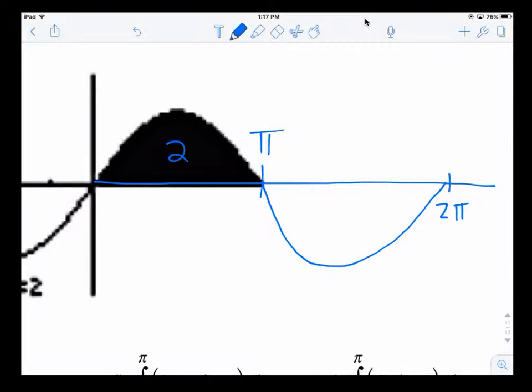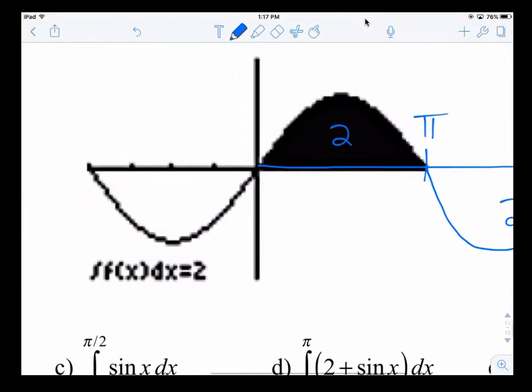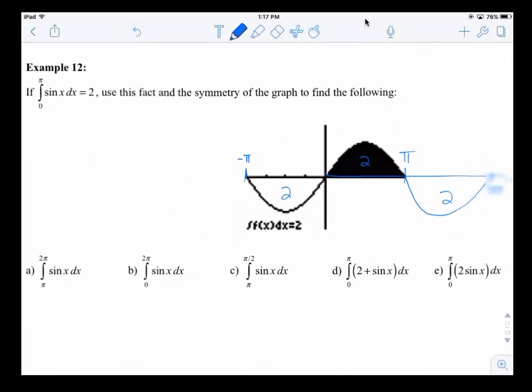Right, so if the area from 0 to pi is 2, what would the area be from pi to 2 pi? 2, right? Because it's symmetric. And then if I did the area from, say this is negative pi, what would the area be from negative pi to 0? 2 again, right? So they're all symmetric. So we want to use that fact to help us answer those questions.